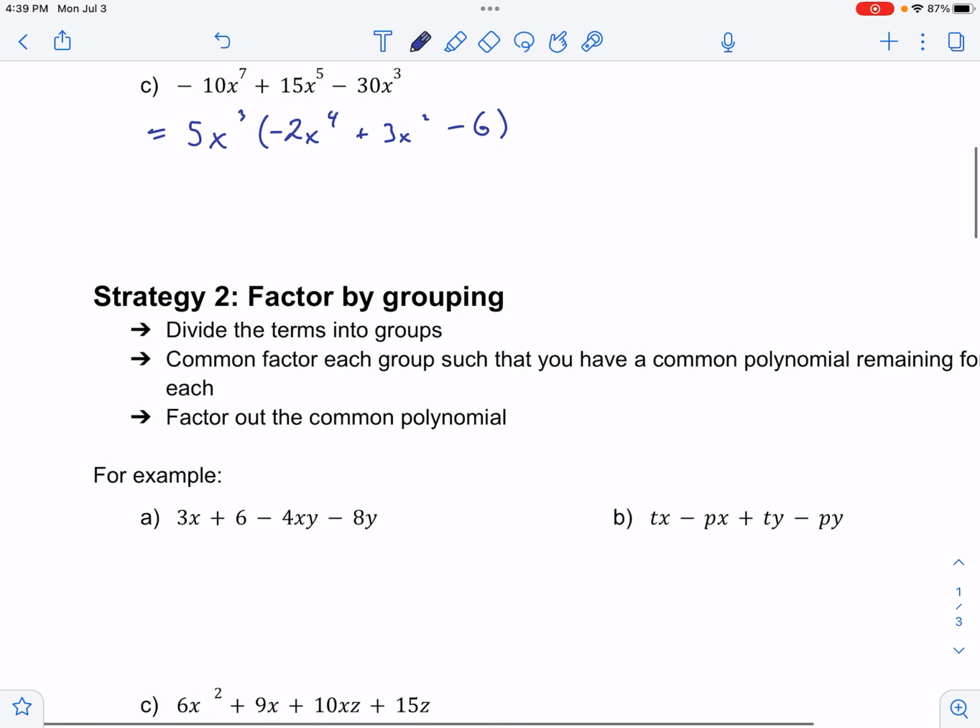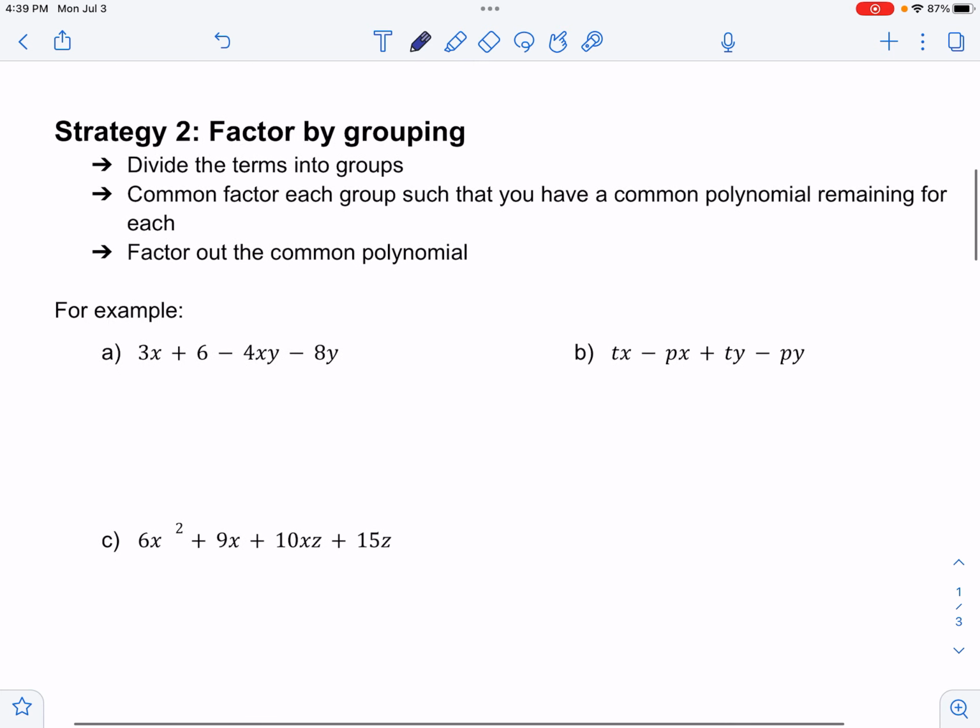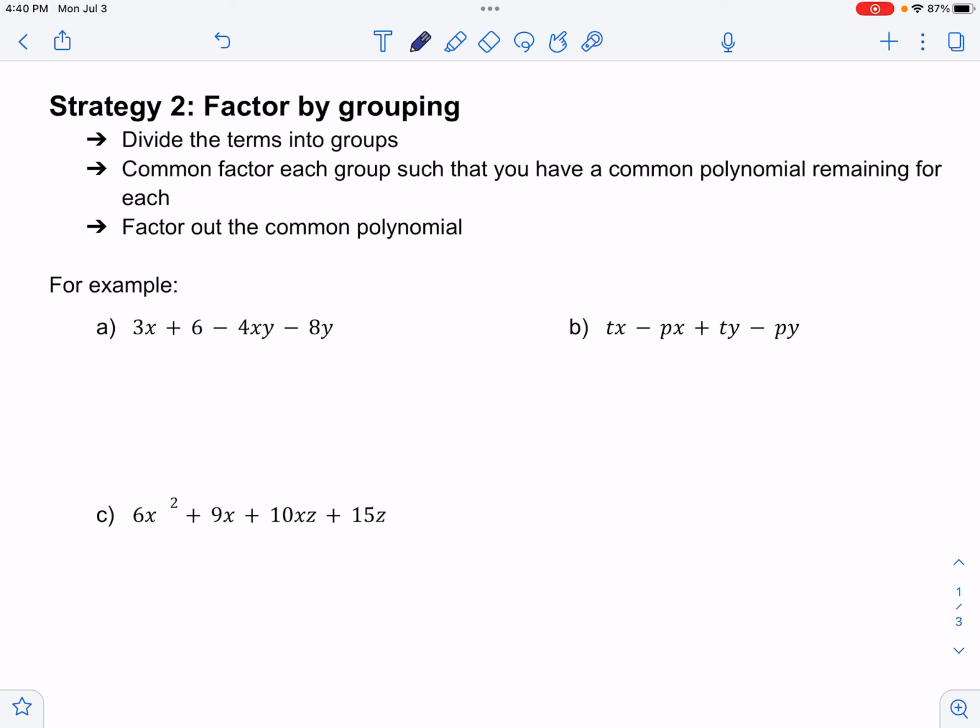The second strategy we're going to work with is factoring by grouping. This is a great one to help you tackle some more complex trinomials. Essentially, what you're going to be doing is dividing the terms into two different groups, okay? And I'm going to show you what that looks like in our first one here. We have something weird going on. We've got 3x plus 6, take away 4xy minus 8y.